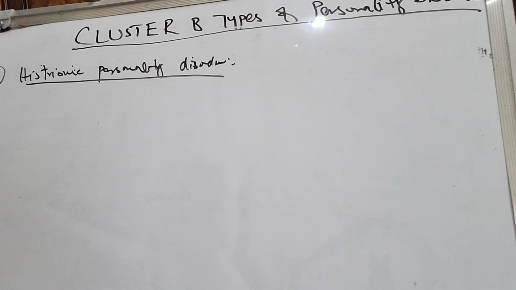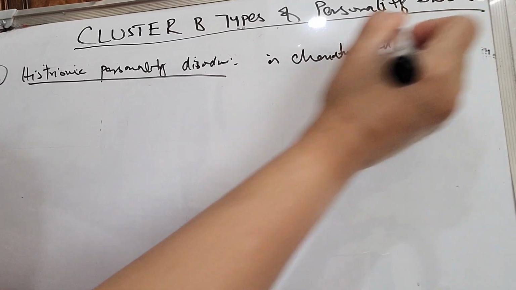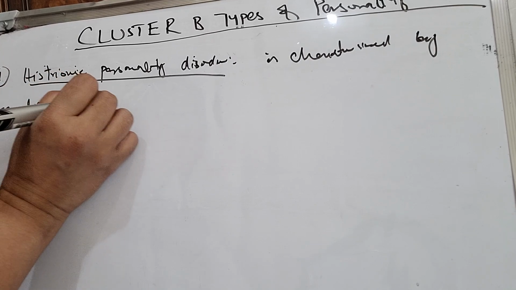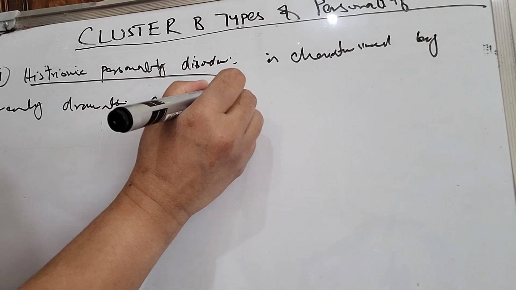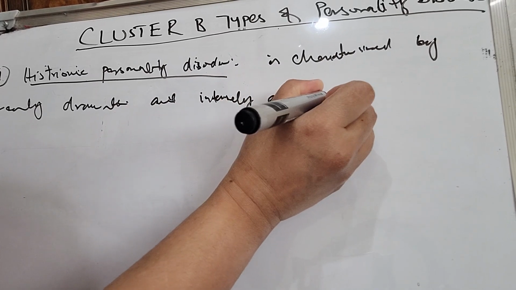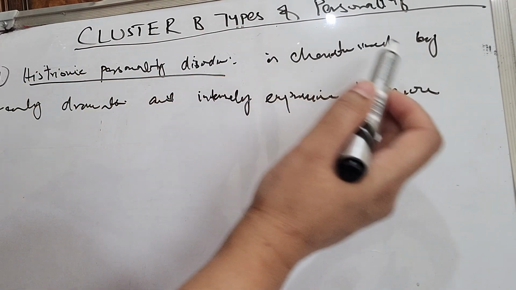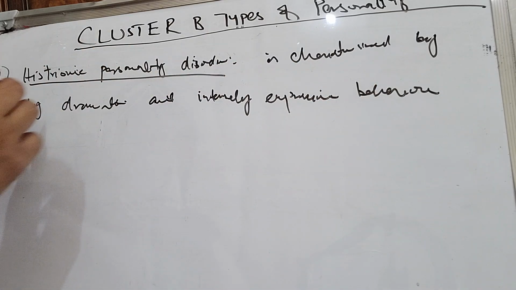So number 1 type is histrionic personality disorder. What is histrionic personality disorder? It is characterized by overly dramatic and intensely expressive behavior. This is the definition of histrionic personality disorder.